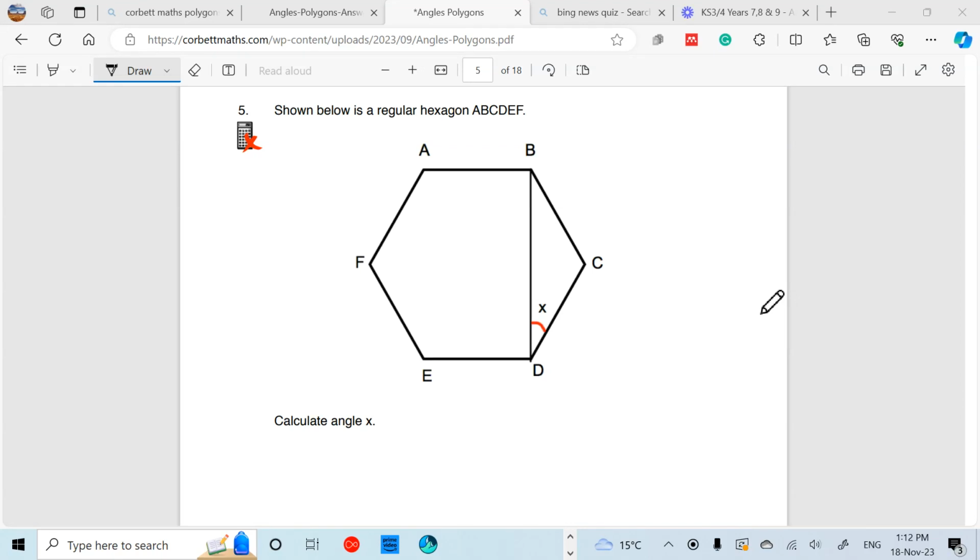Okay, some more angles in polygons and test preparation questions. Non-calculator. Shown below is a regular hexagon, A, B, C, D, E, F. So we've got 6 sides. The sum of the interior angles, we've done it before, is (n minus 2) times 180 degrees. Well, that will give us 720 degrees.